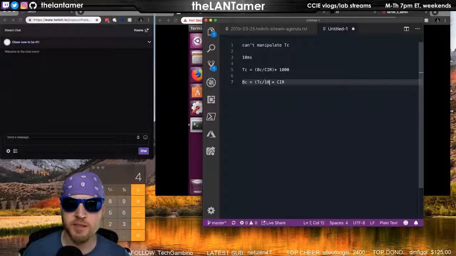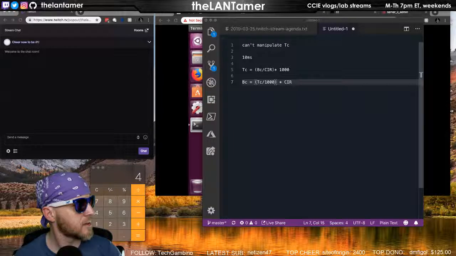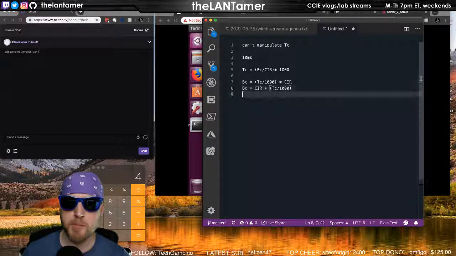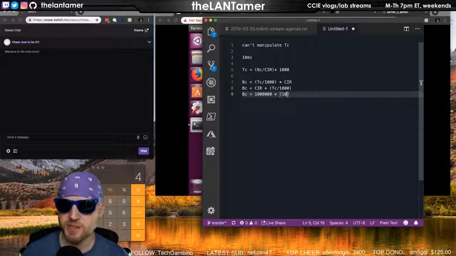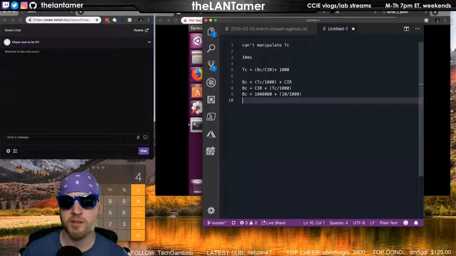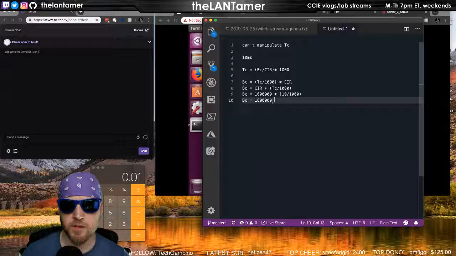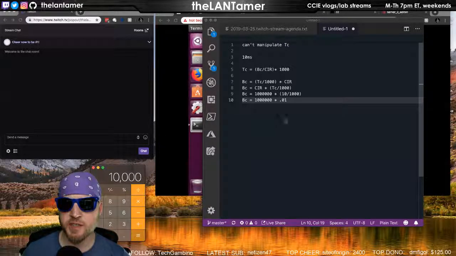It's actually, I think... Yeah. Or the other way around, right? BC equals CIR times TC divided by 1,000. So we want to make this, we already know, it's 1 megabit. So it's 1, 2, 3, 4, 5, 6 times the TC, we're targeting 10 milliseconds. So this should tell us what the BC should be, right? So let's say 10 divided by 1,000 is 0.01. So this times 1,000,000 is 10,000 bits.